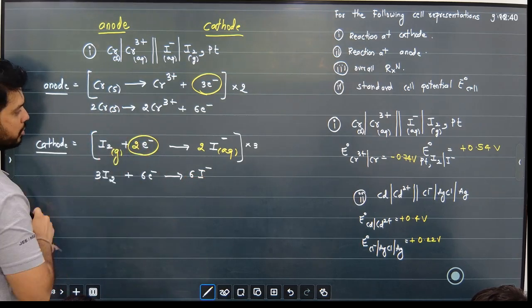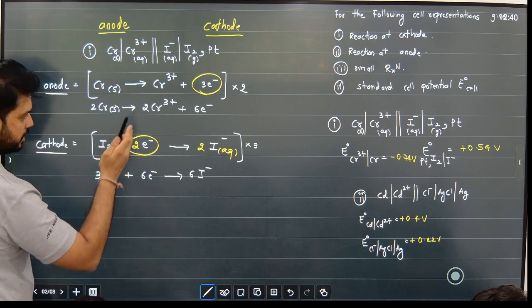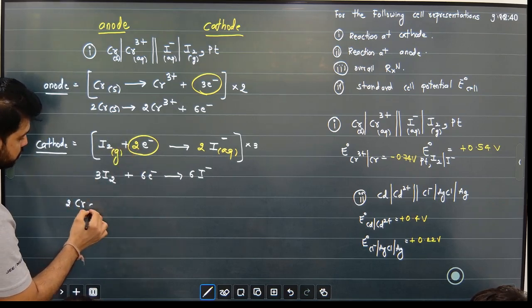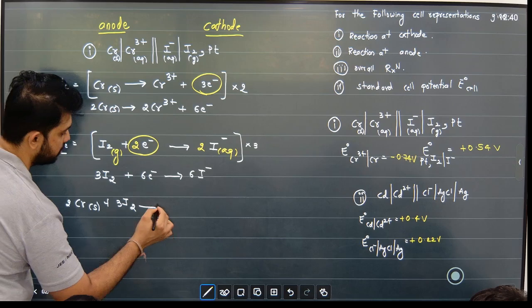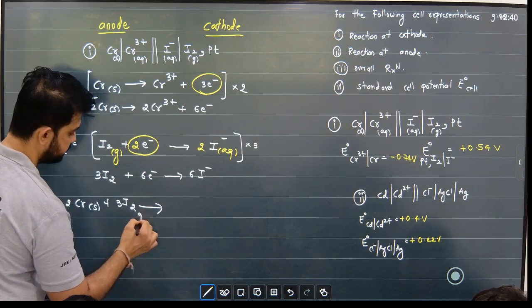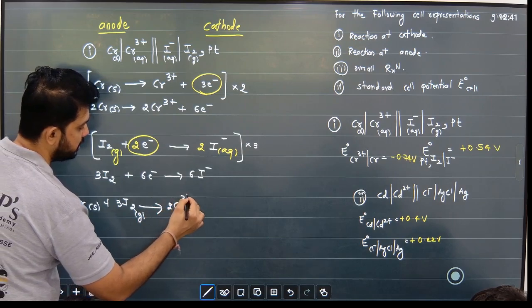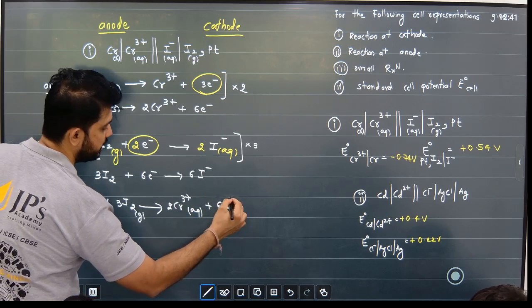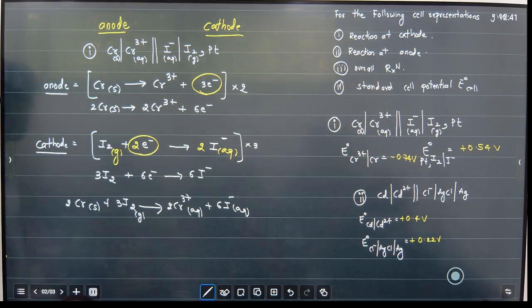And now we write the overall equation. How do you write the overall equation? LHS और RHS बस add करना है. So what will the overall equation look like? 2Cr plus 3I2 becomes 2Cr3 plus 6I minus. Did you people get that?